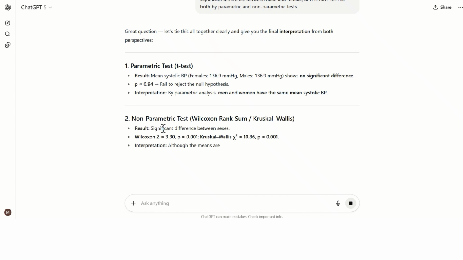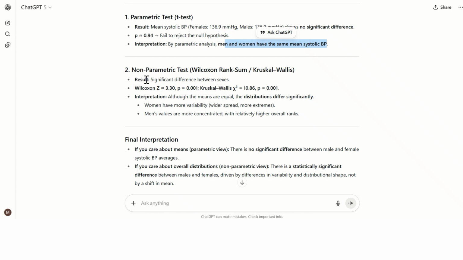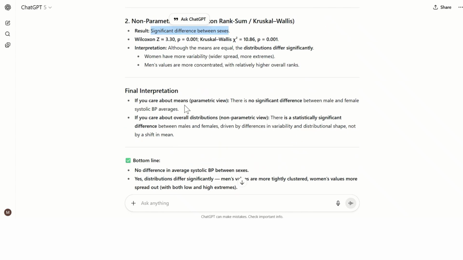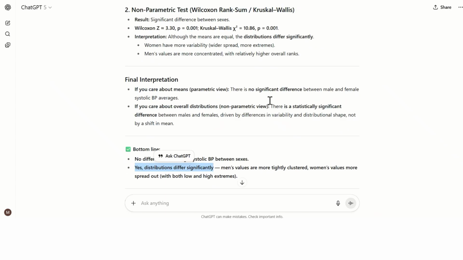A great question. By parametric tests, the interpretation is that men and women have the same mean systolic blood pressure, and by non-parametric, there is a significant difference between sexes. So if you care about means, there's no significant difference, but if you care about overall distribution, there is a statistically significant difference between male and female. Bottom line: no difference in average systolic blood pressure between sexes, but the distribution differs significantly.